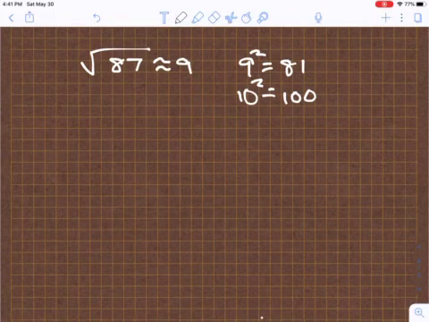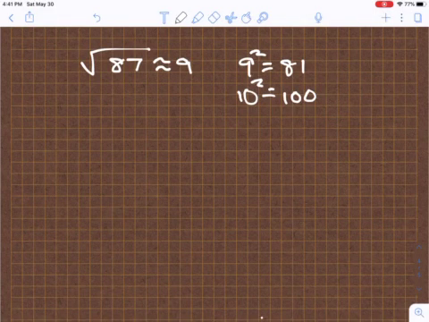So not rocket science here. Hope this is making some sense for you, and good luck with it.